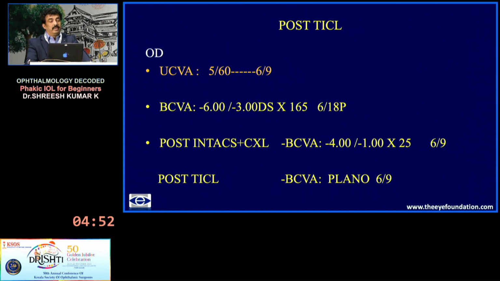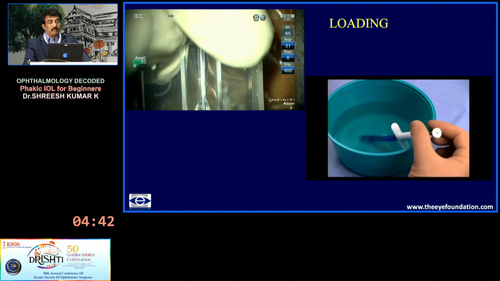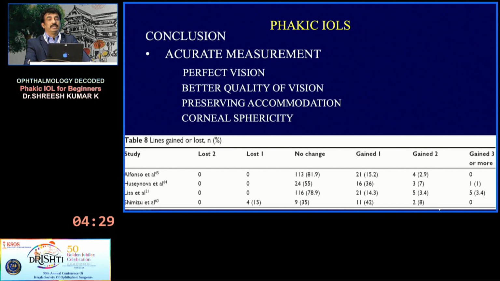The uncorrected visual acuity has improved from 5/60 to 6/9, and post-operatively the best corrected visual acuity is 6/9. The loading of these lenses is extremely important, and the company people should come and demonstrate how to load these lenses, because the proper orientation of these lenses in the anterior chamber is extremely important.